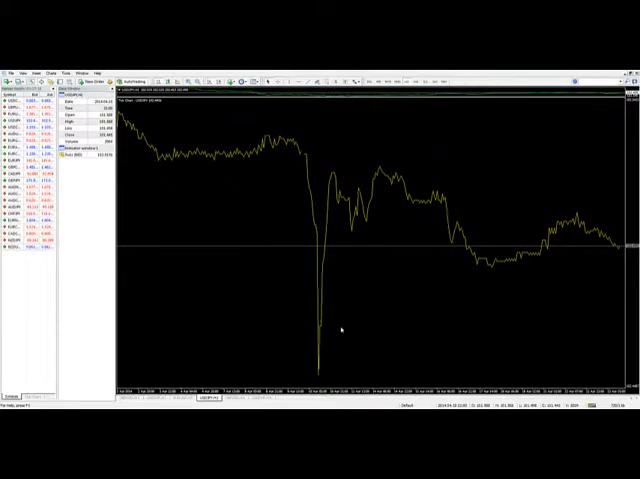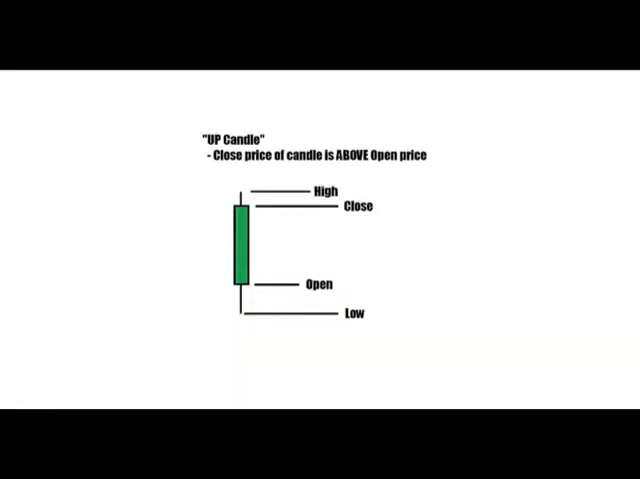To build them is actually fairly simple, and there are really only two types of candlesticks that you can have. One is called the up candle. Basically, this shows that the currency over a given time period has moved up. You'll see there are 4 different aspects.